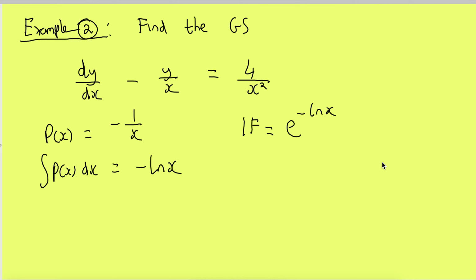Now, here's a little trick with this one. Now, I've got e and I've got ln, and I know that those are the opposite of each other and those are going to cancel out, but I can't cancel them out because of this negative thing, right?